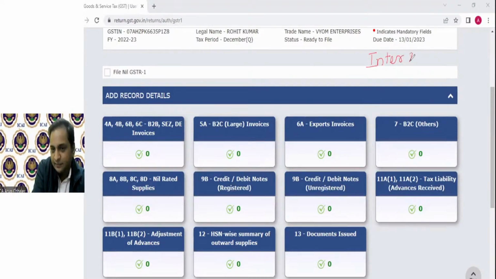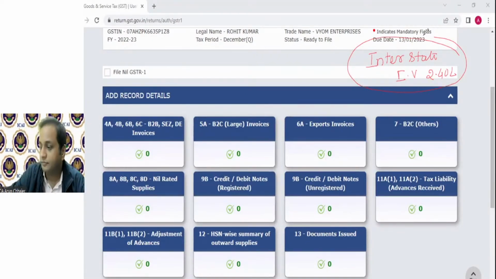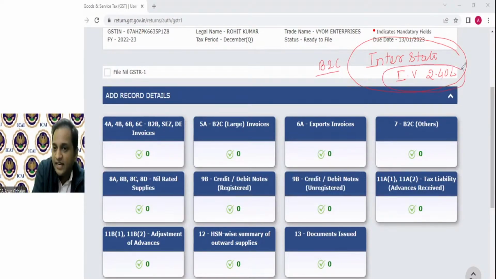If I have the interstate supply, invoice value is 2.40 lakh, where will it be reported? If my interstate B2C supply is there, where will I report it in GSTR-1 if the invoice value is 2,40,000? Sorry, I had not added B2C. Can you please answer now? If my invoice value is 2.40 lakh and it is a B2C transaction, where will I report?